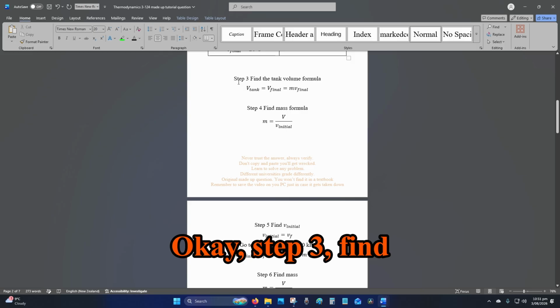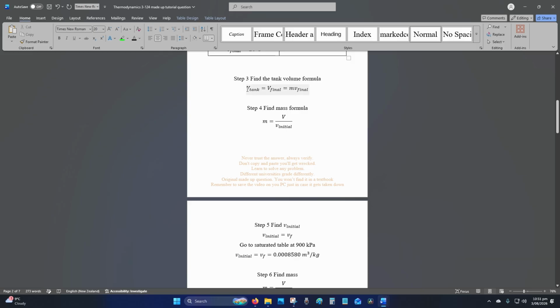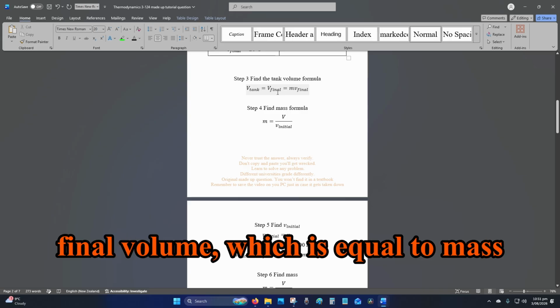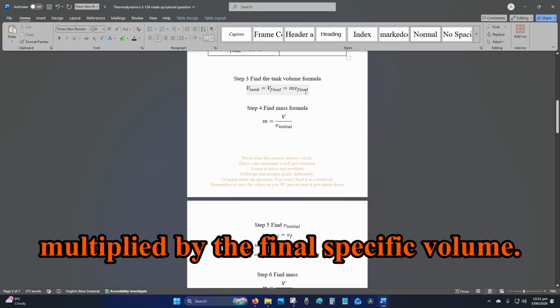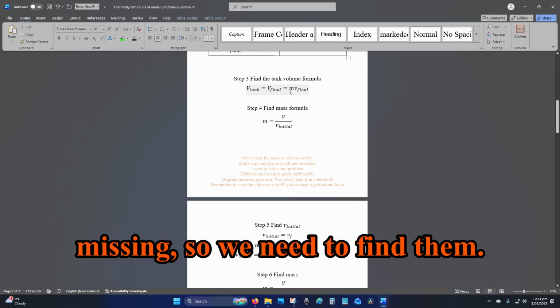Okay. Step 3, find the tank volume formula. So volume of the tank is equal to the final volume, which is equal to mass multiplied by the final specific volume. Both of these are missing, so we need to find them.